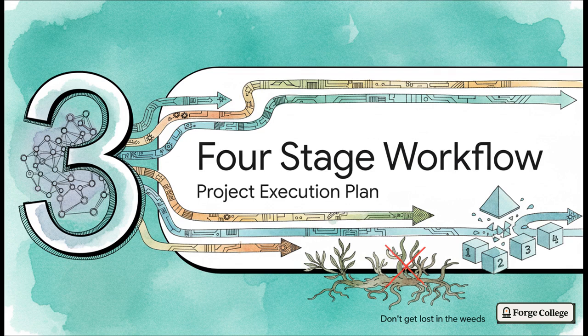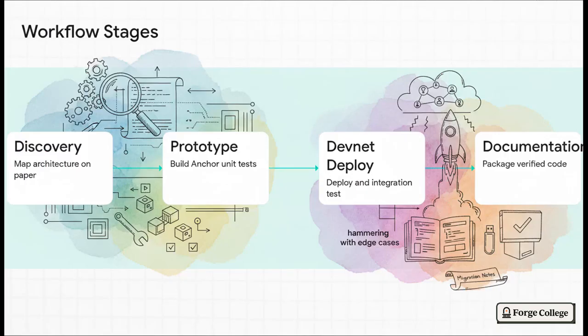We definitely don't want to end up lost in the engineering weeds here. So, here is exactly how our execution plan is going to unfold. Step one is discovery. This is where we take the gap analysis from our previous lesson and finalize our whole architecture on paper. Step two is the prototype phase, where we build out minimal anchor handlers and make sure they pass local unit tests. Step three is the devnet deploy.